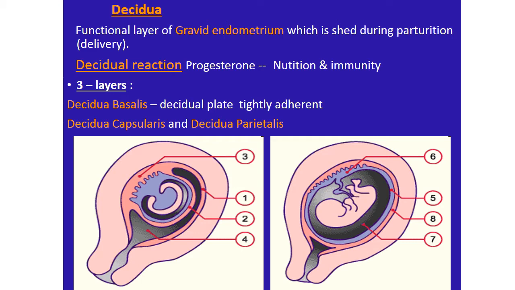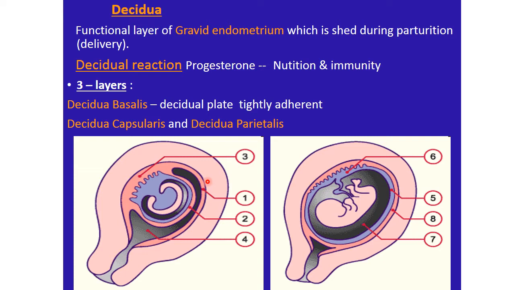We must have some knowledge of the wall of the uterus where the implantation takes place and later on development of the placenta takes place. The human uterine wall consists of three layers. Innermost is the mucous membrane layer, which is called the endometrium. Deep to that is a thick muscular layer, which is called the myometrium, and outer to that is the serosal layer.